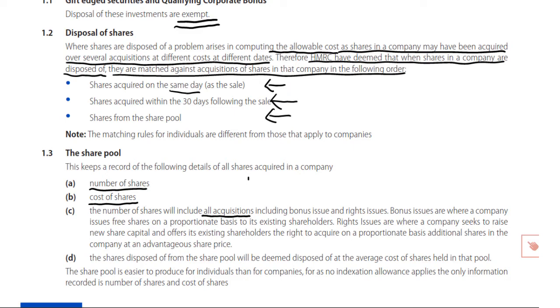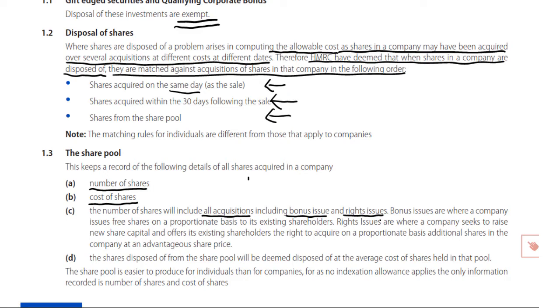Now, the numbers of shares will include, well, as you'd expect, all acquisitions. That brings in, and it's very likely to involve, one or other or both of these types of issue that we'll see in a moment, that we will have to deal with: either a bonus issue of shares by the company or a rights issue by the company, possibly indeed both of those. So when you acquire shares, it's not just that you purchase those shares. It's not just that maybe you are gifted those shares. The company may issue more shares based on your existing shareholding.